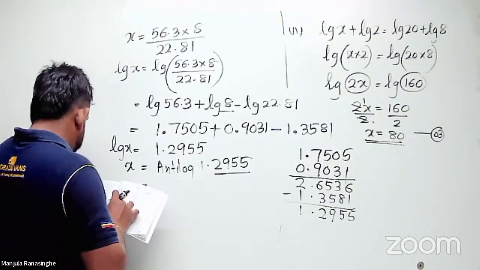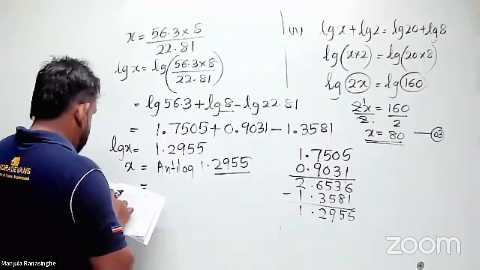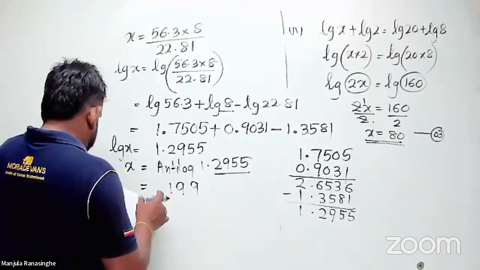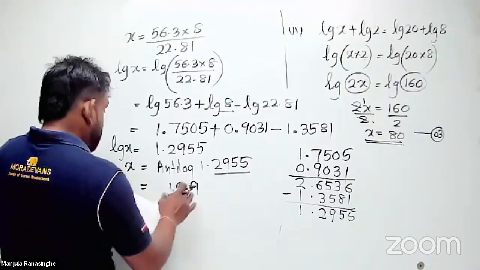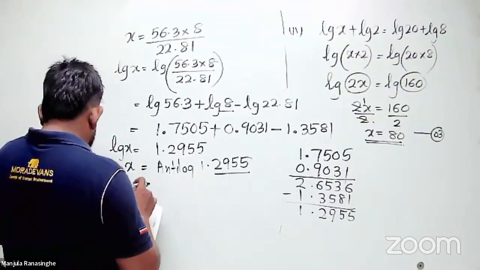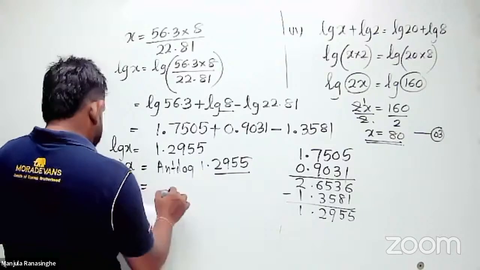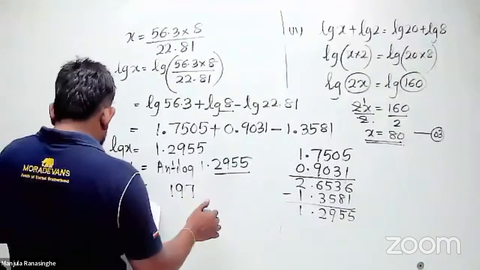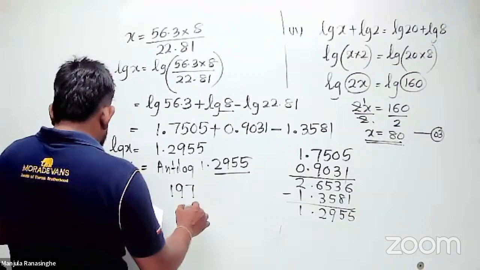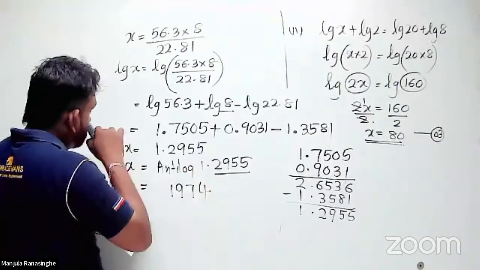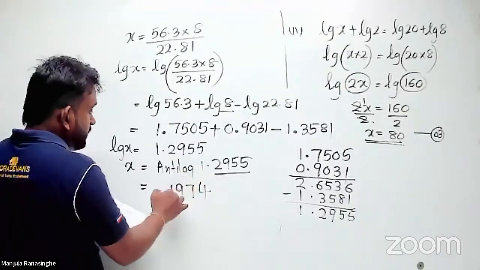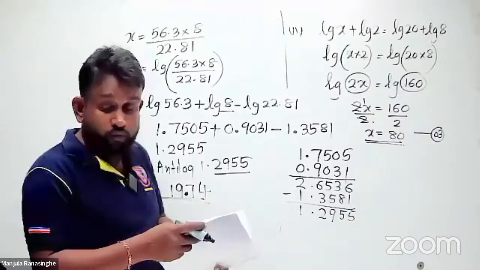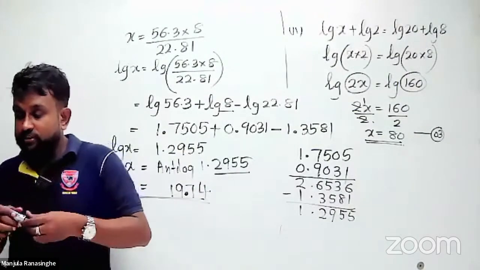Now you check where 2955 is located. 12955 is there. Then the balance 9 should be there, 10 should be there, but 9 is there at 4. Then the characteristic 1 means that the whole part should have 2 digits. Two digits means 19.74. Let me check with the calculator whether we got a correct answer.